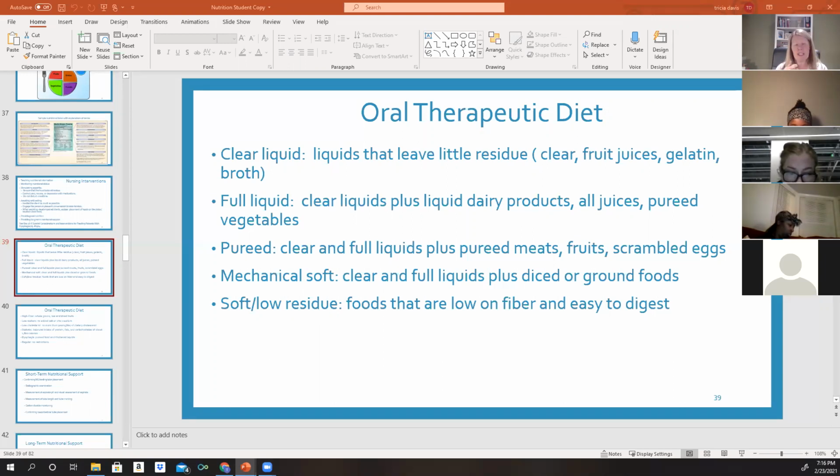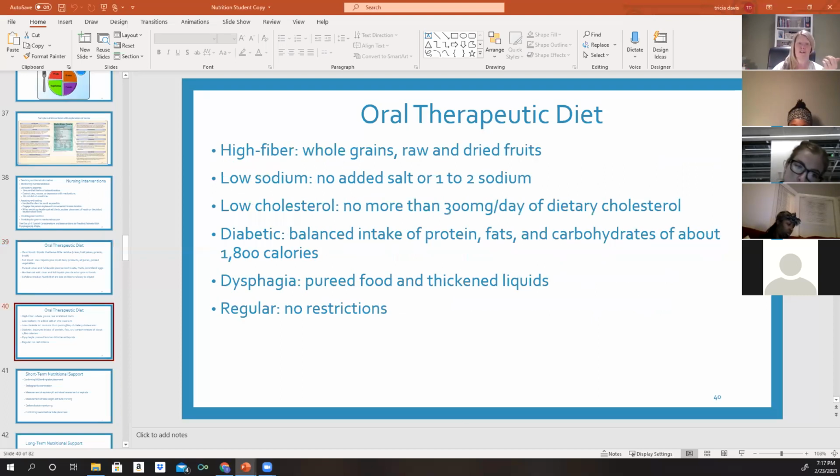Then you have mechanical soft diet. So this is your clear and full liquids plus diced or ground foods. This again would be for your chewing or swallowing difficulties, any kind of surgery on the head, the neck, the mouth. And then we have our soft, low residual diets. Those are foods that are low in fiber and easy to digest. This is the diet that you would put your patient on post-operatively after they had their clear liquid diet. For breakfast, then you would give them this soft, low residual diet for lunch. And then if they didn't have any health issues, you could put them on a regular diet for dinner, or whatever their regular diet is.